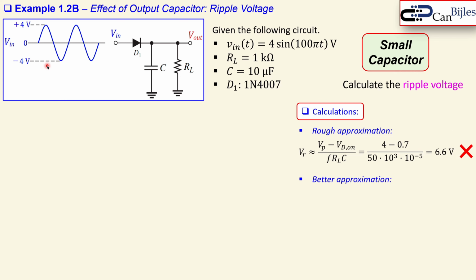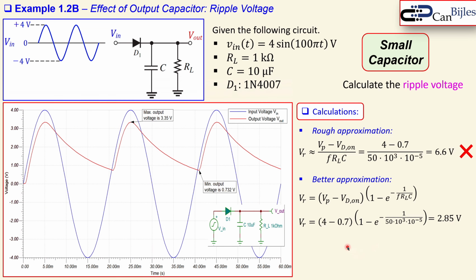Now we definitely need to use the better approximation here. The rough approximation is not valid here. It's not even an approximation, it is just not valid. So let's use this and substitute the values for the new capacitor. Then you will get 2.85 volts. You can see the ripple has increased from approximately 600 millivolts all the way to 2.85 volts. It's quite a change, quite an increase.